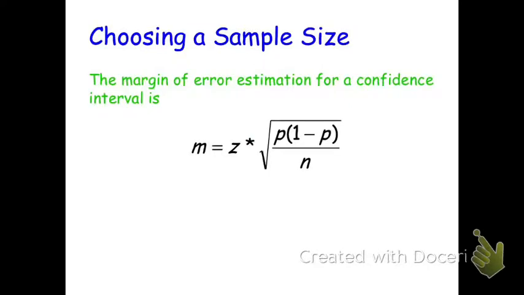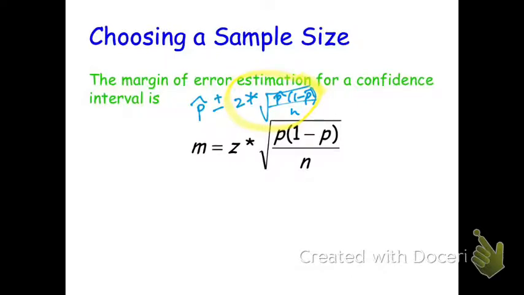And the margin of error is just the stuff after the plus or minus. So in the formula for confidence intervals, it's p hat plus or minus z star square root p hat (1 minus p hat) over n. That's your confidence interval formula. Well, margin of error is the stuff to the left and to the right of your sample proportion.